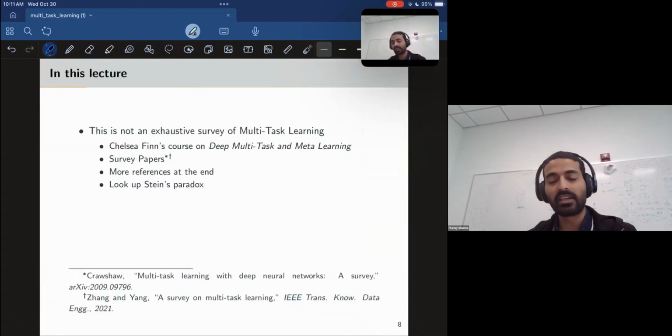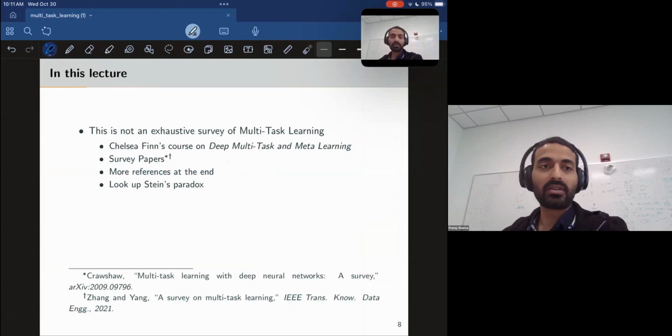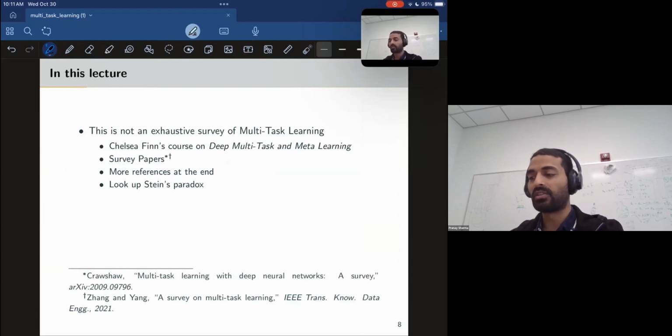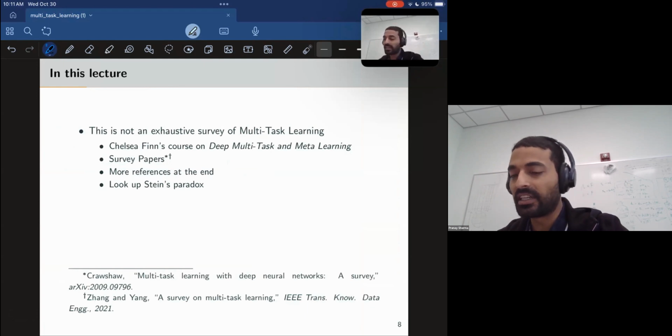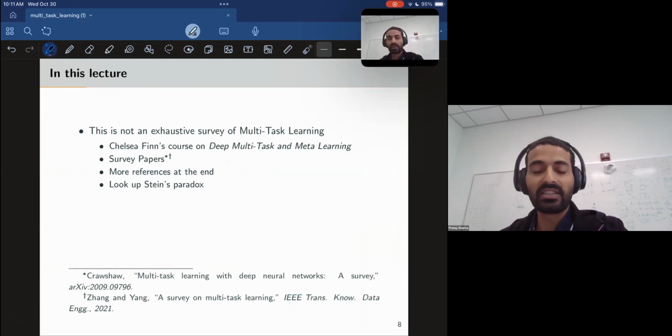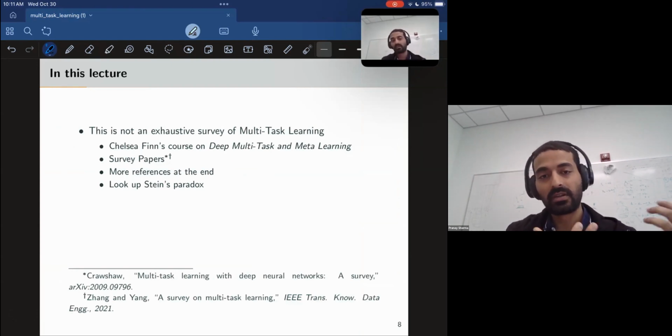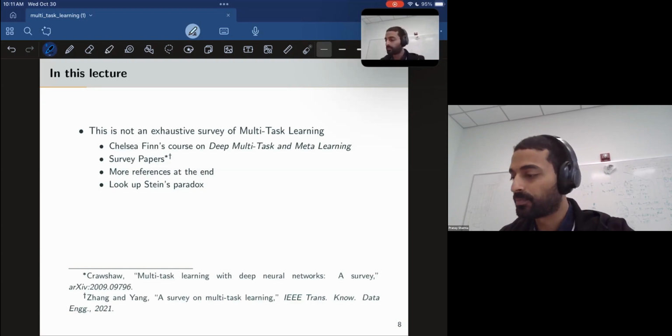And finally, I would encourage you to look up something called Stein's paradox. This was a paradox in statistics discovered in the 1950s. And you will very quickly see the connections between what we learn today for multitask learning and what was discovered all those years ago.